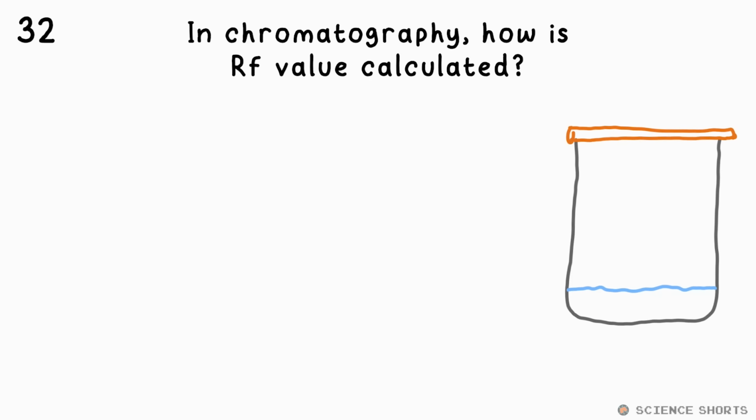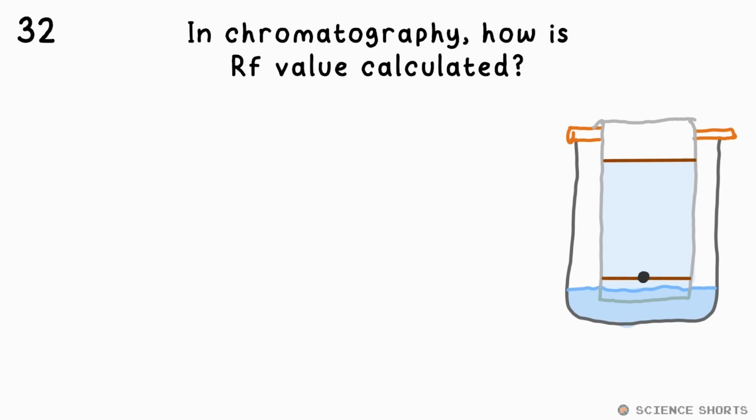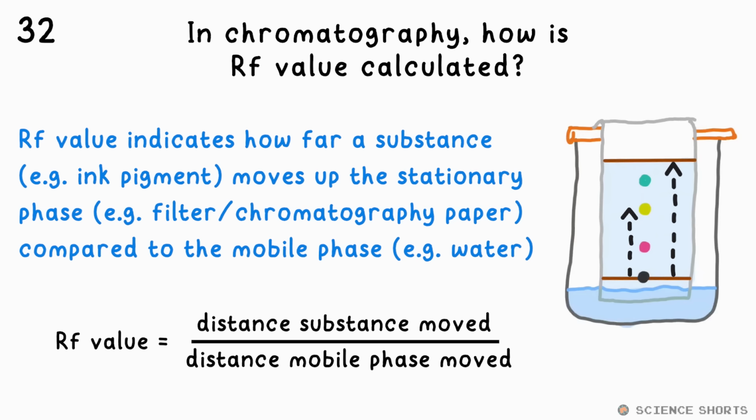In chromatography, how is Rf value calculated? Rf, or retention factor, is the ratio of how far the substance, for example an ink pigment, has moved up the stationary phase, say filter or chromatography paper, compared to how far the mobile phase, for example water, has moved. These are measured from where the substance started, which is of course why we draw the baseline in pencil, which doesn't move with the mobile phase.